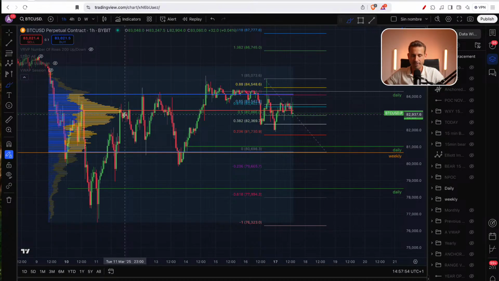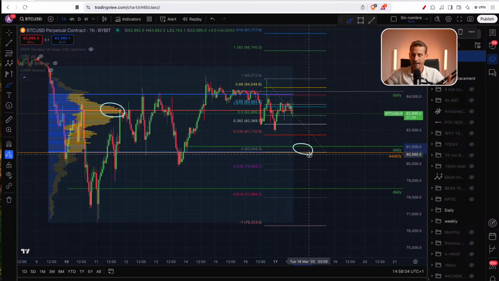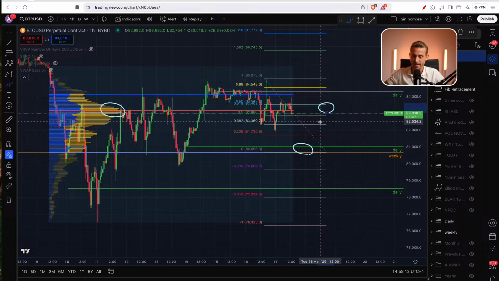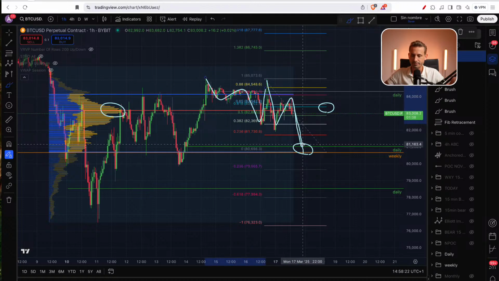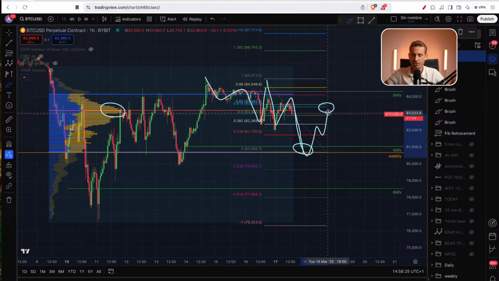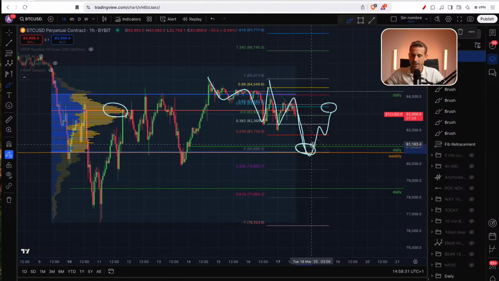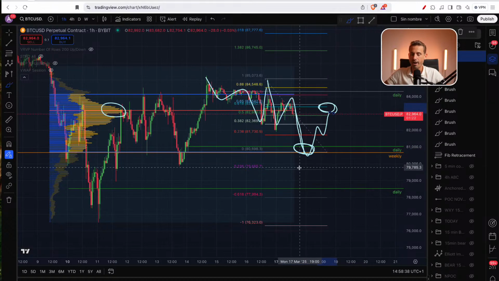This is a big level, right? Big high volume node. So I know where the price could bounce with high probability, and I know where the price could reject with high probability. I don't know what is going to happen next, but I do know where the price could bounce based on mapping the scenario that could happen, right? And I know where the price could reject, meaning that I know exactly where I want to enter a long position, and I know exactly where I want to take profits. I know where I could be putting my stop loss.